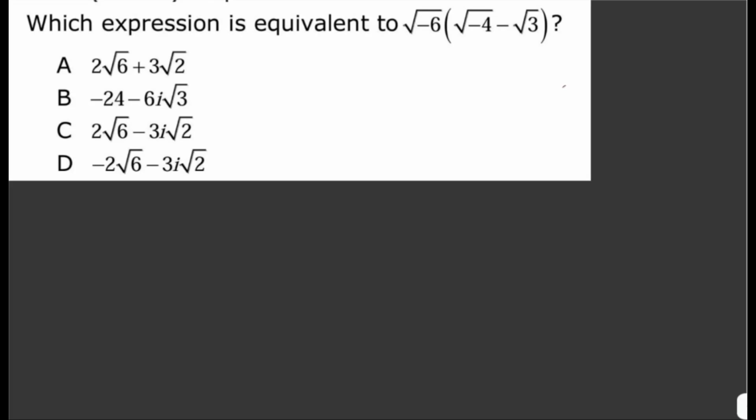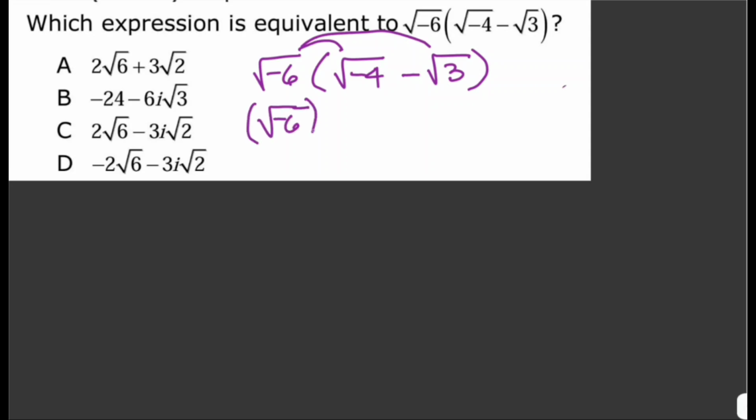Now let's solve another problem. Which expression is equivalent to square root of negative 6 times square root of negative 4 minus square root of 3? We just distribute square root of negative 6. Square root of negative 6 times square root of negative 4 minus square root of 3. We distribute this. This would become square root of negative 6 times square root of negative 4 minus square root of negative 6 times square root of 3. Then we simplify from there.